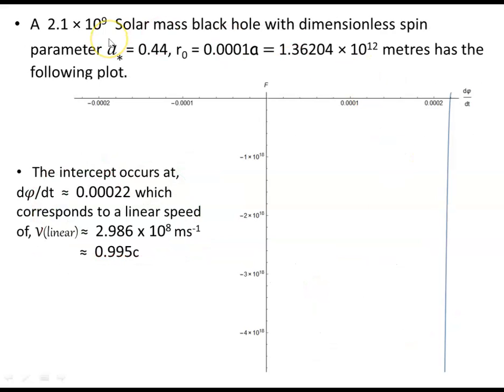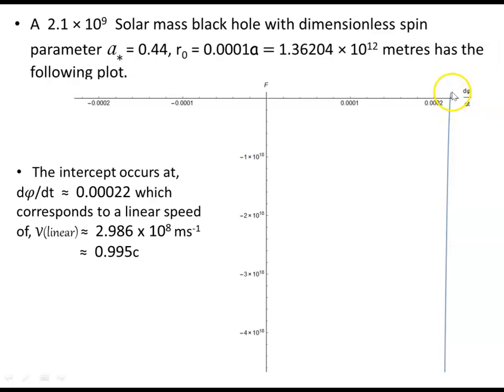Let's go back to our 2.1 billion solar mass black hole, with dimensionless spin parameter 0.44. This time, instead of 0.1a, we're going to do 1,000th of that. We're going to divide that by 1,000, so we're going to have 1,000th of the distance, which becomes this. And what we end up with is a plot of f versus the angular speed of this object, which becomes here.